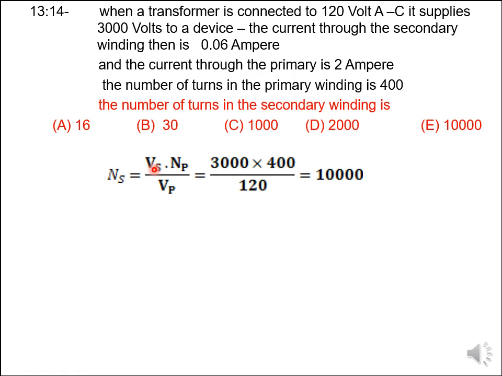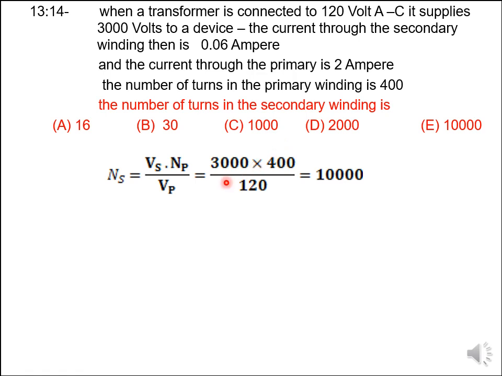V secondary اللي هي ال potential difference across secondary coil بكام؟ connected to 120 volt AC. it supplies. يبقى ده secondary winding, ده secondary voltage 3000. طيب ال N primary the current through the secondary winding is 0.06 ampere and the current through the primary is 2 ampere. The number of turns in the primary winding is 400. يبقى number of turns 400.